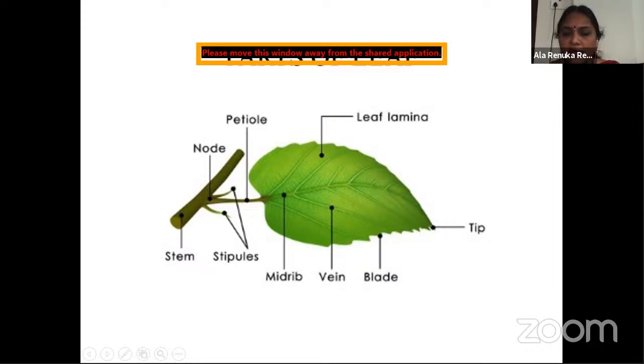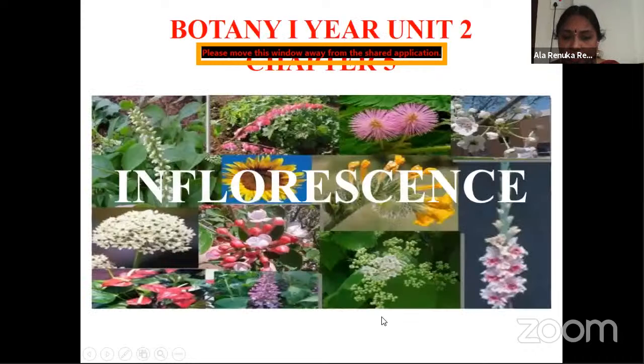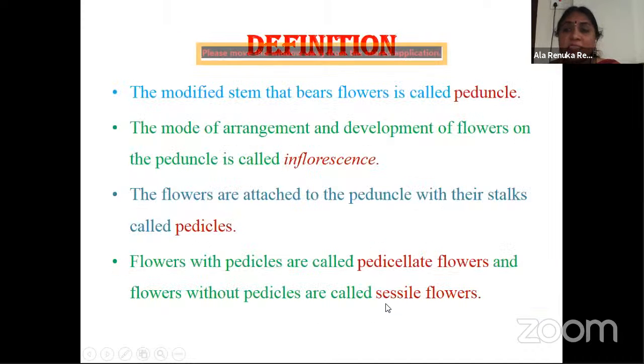Some flowers are sessile flowers. Don't confuse the term sessile with the term sterile. Sterile is different from sessile. Sessile is a flower with no stalk. That is, the flower does not have a pedicel. Such flowers are called sessile flowers.